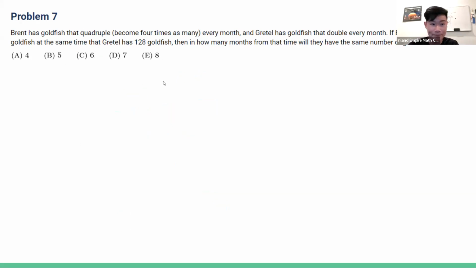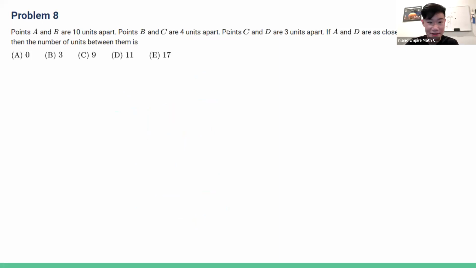All right. Last one for this section. Points A and B are 10 units apart. Points B and C are 4 units apart. And then points C and D are 3 units apart. If A and D are as close as possible, then the number of units between them is one of these.